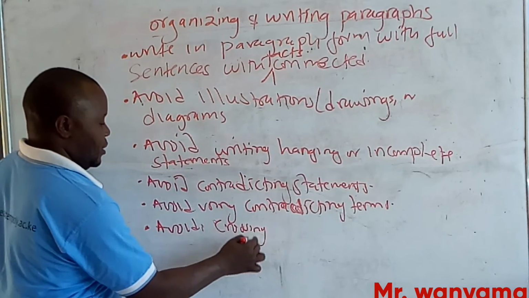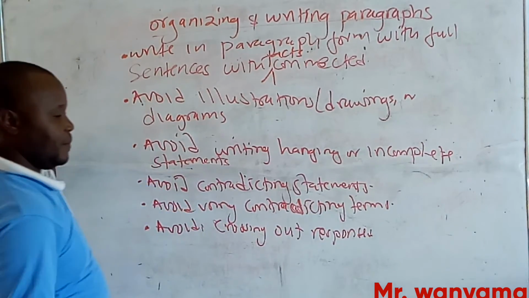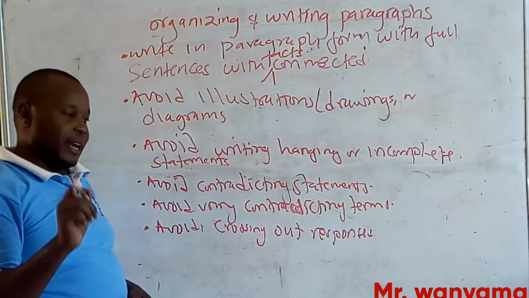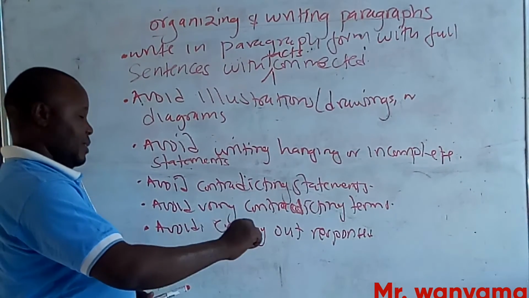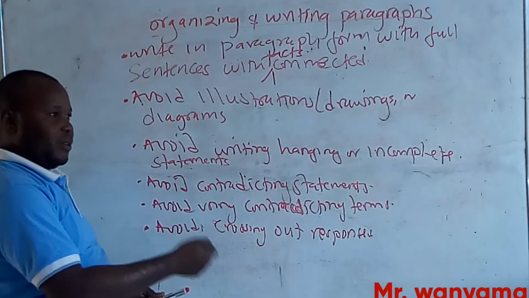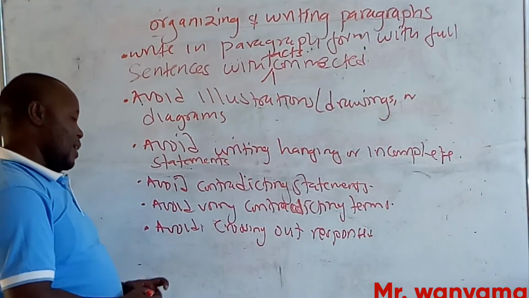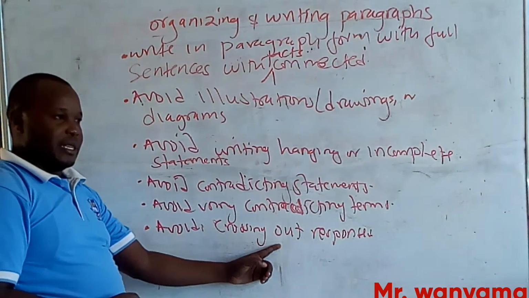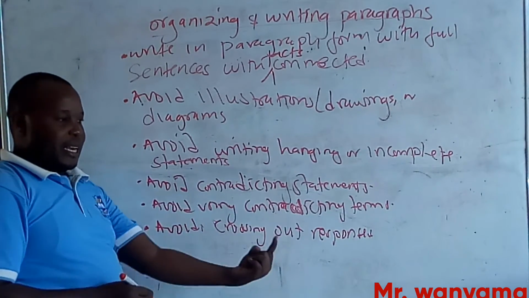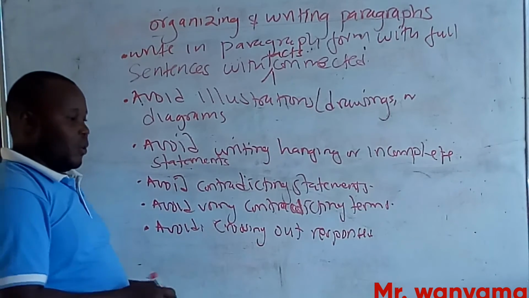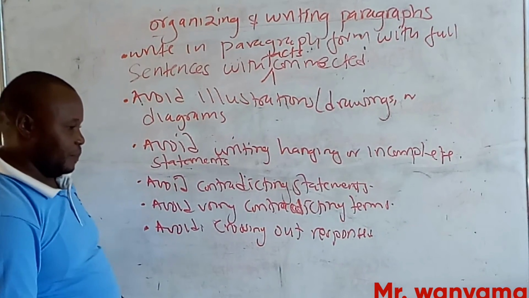Avoid crossing out responses. Never cross out a response before completing writing the alternative. If you have made a statement and then you realize it's not correct, don't just cross it out until you provide an alternative. Maybe along the way you are correct, and crossing it out will make you lose that mark. So before you cross out, make sure that you have provided an alternative statement.